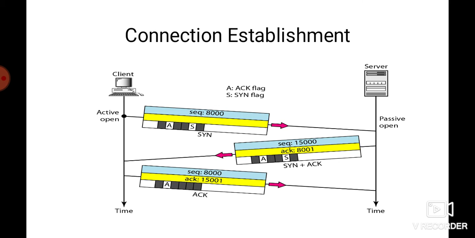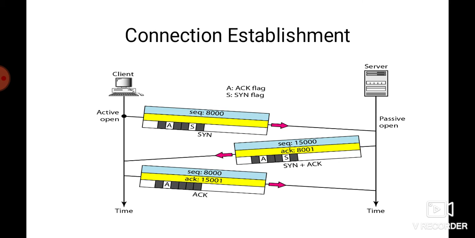So the client again sends the third segment. This is just an ACK segment. So what will the client do? It acknowledges the receipt of the second segment with the ACK flag and the acknowledgement number field.